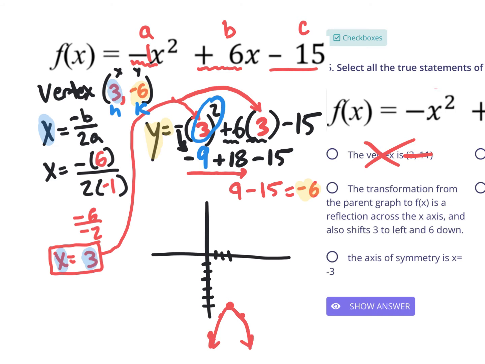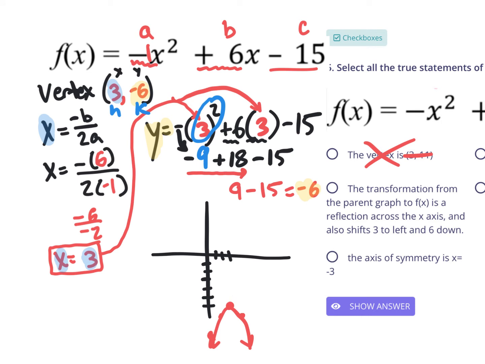And from the original parent graph that had the vertex here that was opening up, we said that it gets reflected. So now it's opening down. And then what do we need to do? We need to shift. Where do we need to shift? We need to shift over here and down here. So that would be 3 to the right and 6 down. So let's read the transformations again. The transformation of the parent graph from f of x is a reflection across the x-axis and then also shifts 3 to the left. Does it shift 3 to the left and 6 down? No, it doesn't. It shifts 3 to the right and 6 down.